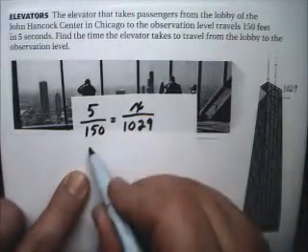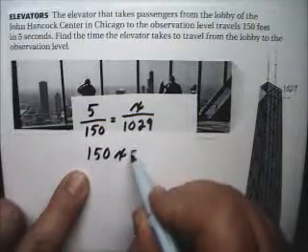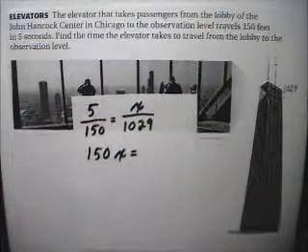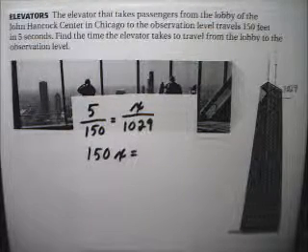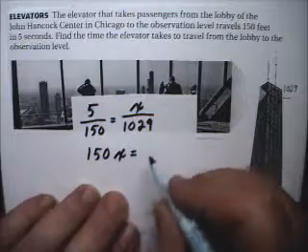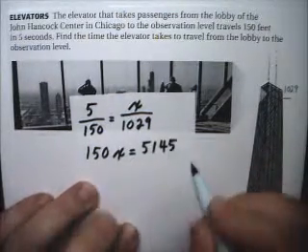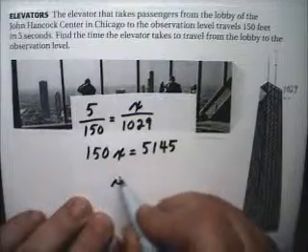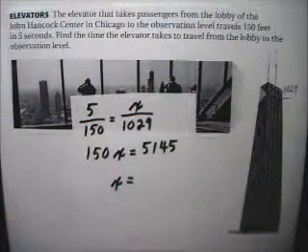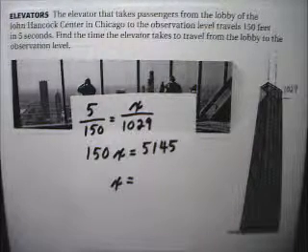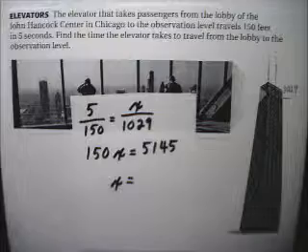So to solve this, we'll get 150x equals whatever 5 times 1029 is, and that's 5145. And now x equals 5145 divided by 150, and that'll be 34.3.